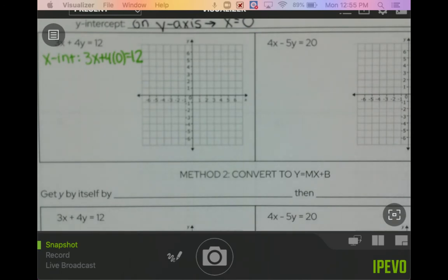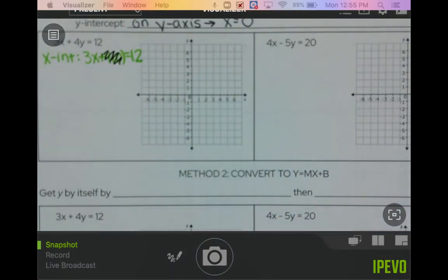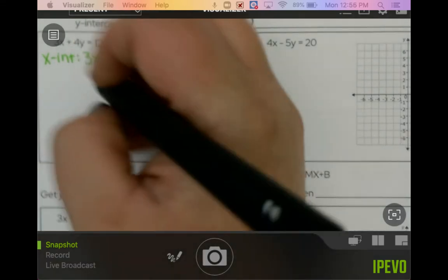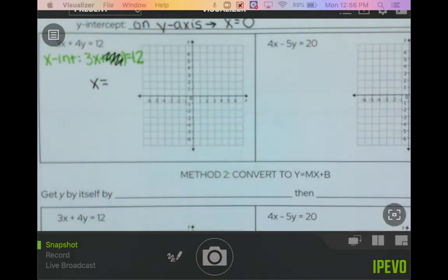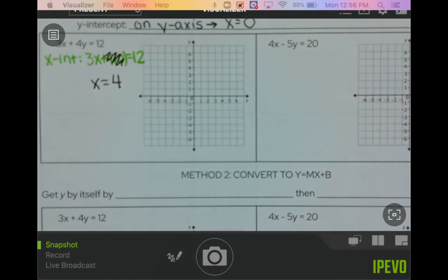What is 4 times 0? 0. So the reason why 0 is so easy to plug in is because now we don't need that there. It's just 0. So really we just have 3x equals 12. And if 3x equals 12, what does x equal? Yeah, you divide by 3 on both sides.